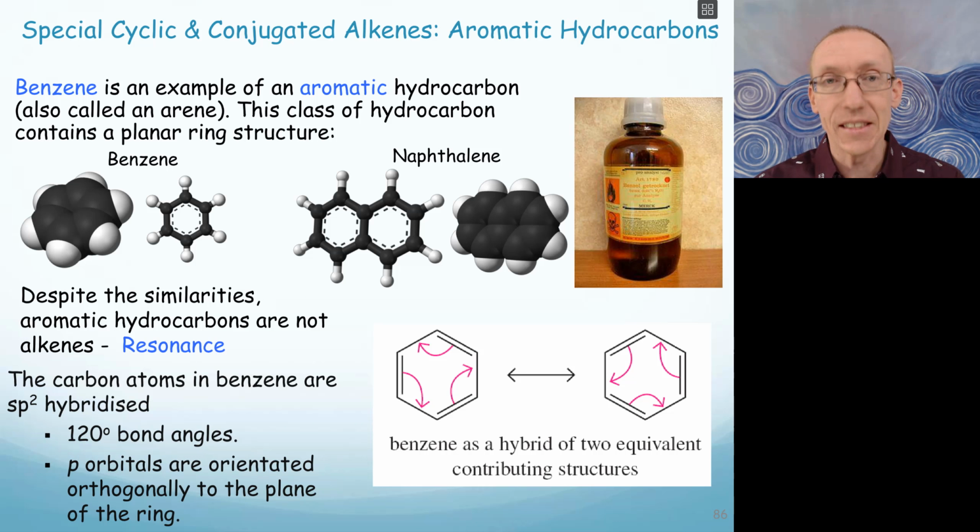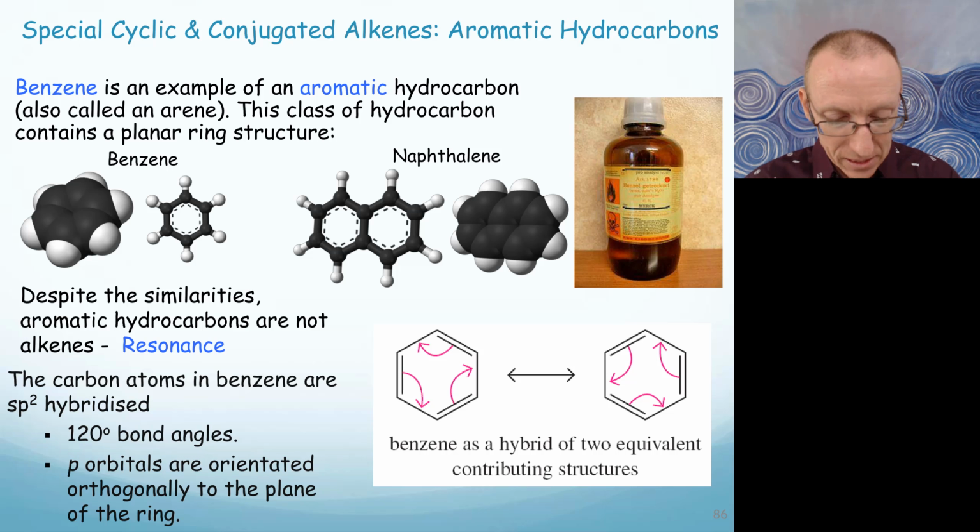So benzene is the simplest example, or sort of prototypical example, of an aromatic hydrocarbon. And it just has a 6-membered ring structure with one hydrogen on each of the carbon atoms, and has a planar structure. Naphthalene is where we add an extra ring onto this molecule, so we have 10 carbons, also still a planar structure, and we have 8 hydrogen atoms around those 10 carbon atoms.